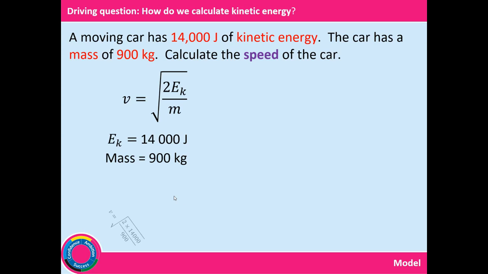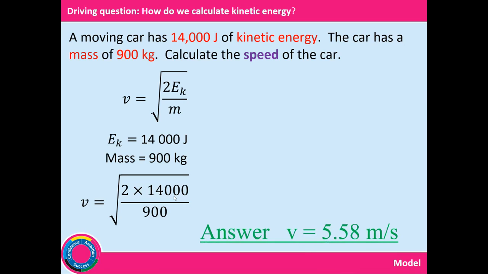Substituting these two values into our equation, this is what it should look like. If you have a scientific calculator, you can do this exactly as it displays on the screen using the square root button and the fraction button, and then you can enter your values. If you're using an adding machine, then you have to compute this in bits and pieces and then at the end you take the square root. Get an answer of speed v equals 5.58 meters per second. Don't forget your units.